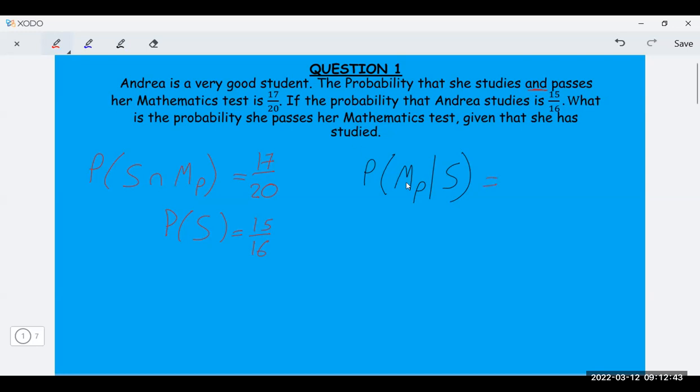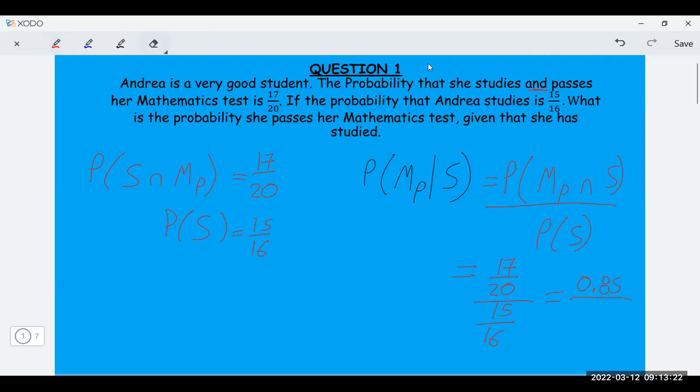It's the probability of A given B. It's equal to the probability of A intersect B. So it would be she passed her math test and she did study, divided by the probability that she did study. In that case, the probability she passed her math test and studied was 17 out of 20, divided by the probability that she studied, which is 15 out of 16. So that's 0.85 over, well, let's just put all of that in the calculator.